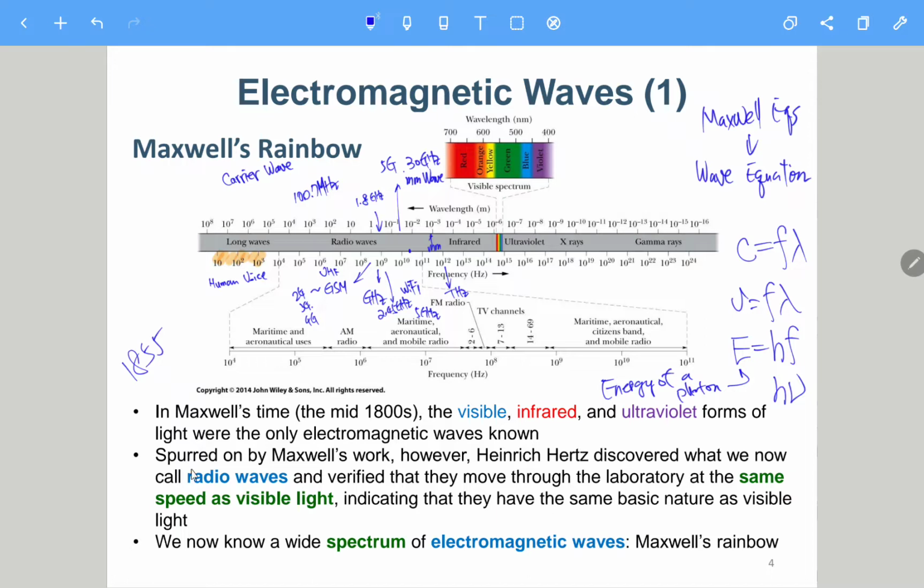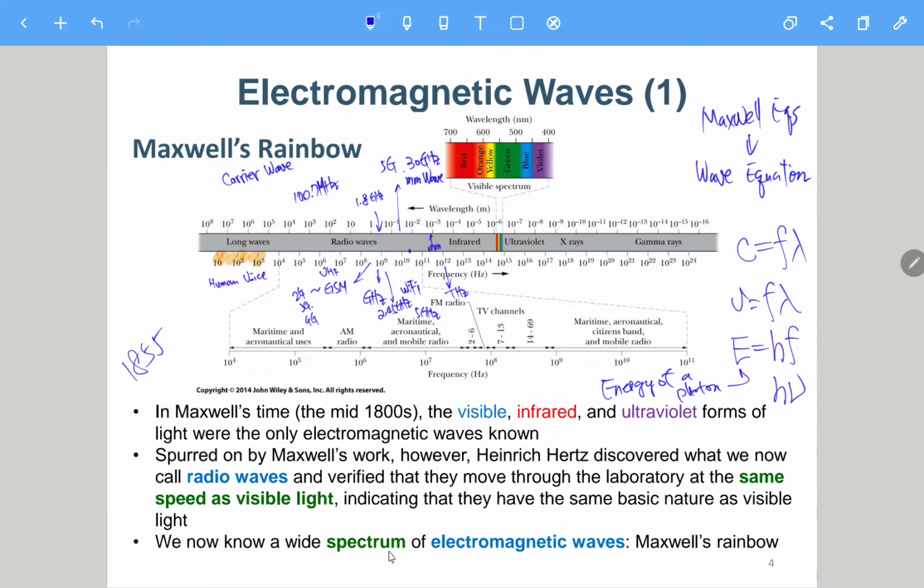Okay, so here it says the spurs on the Maxwell work were, however, by Hertz. This guy, Hertz. The SI unit for frequency is named after him. He discovered what we now call radio waves and verified that they move through the lab at the same speed as visible light, which indicates that they have the same basic nature as visible light. So they move at the same speed, which is known as the fastest speed in the world.